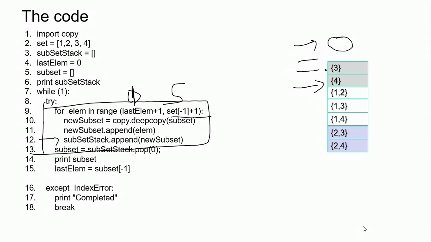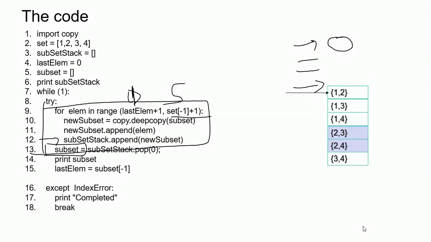Next 3 comes. Again, this loop goes on. The loop generates the children of subset, all the children of subset containing one element extra. So if it is 3, it generates 3, 4; 3, 5; 3, 4. 4 does not have any child because that's the last element.